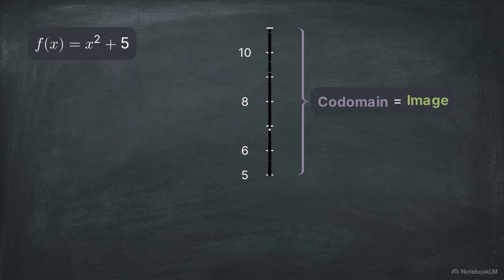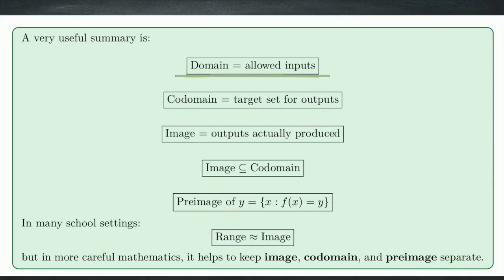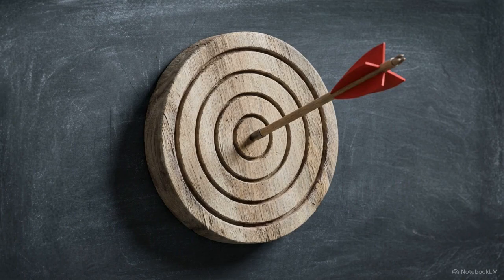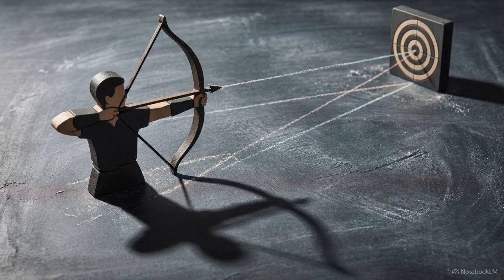This outlines the workflow. The domain provides allowed inputs. The codomain sets the target. The image shows the actual outputs. This last box summarizes the logic. An image follows the arrow forward, while a preimage follows the arrow backward. By distinguishing between what we aim at and what we hit, we see where a rule works, where it fails, and which outcomes are possible.